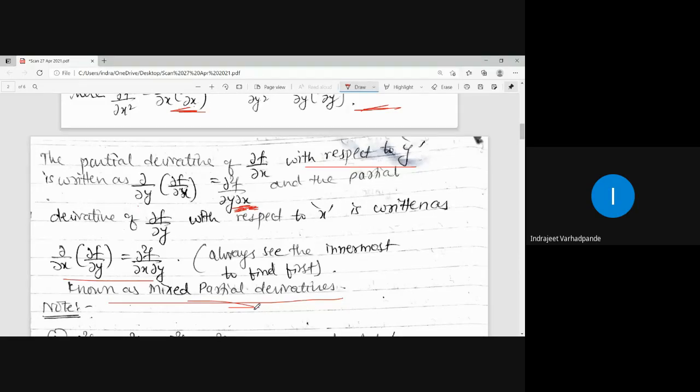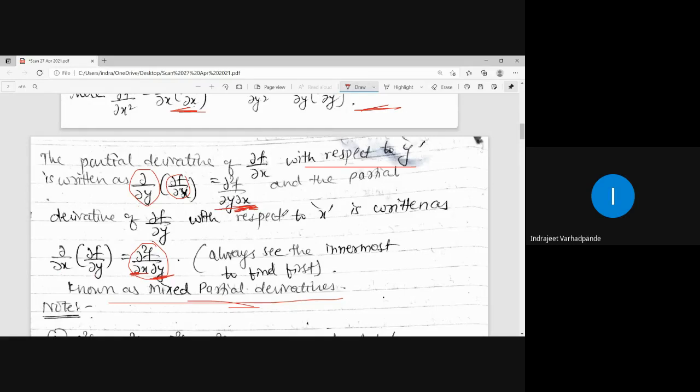Clear? Yes, sir. So this is mixed partial derivative. Either you can differentiate del f by del x with respect to y, or you can differentiate del f by del y with respect to x. This is going to give you del 2 f by del x del y, because I have differentiated del f by del y with respect to x. So innermost will be y, outermost will be x. Here innermost will be x, outermost will be y.